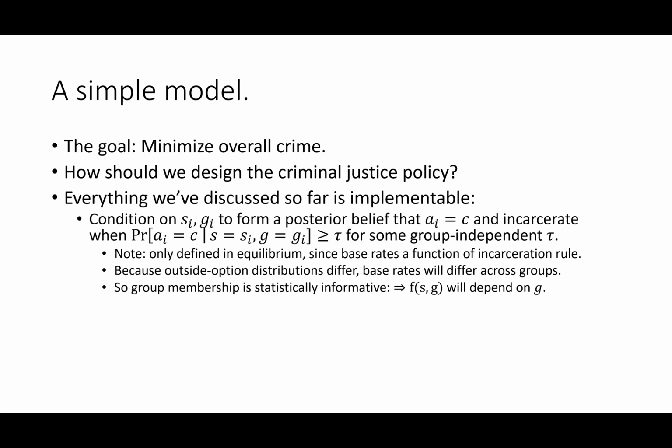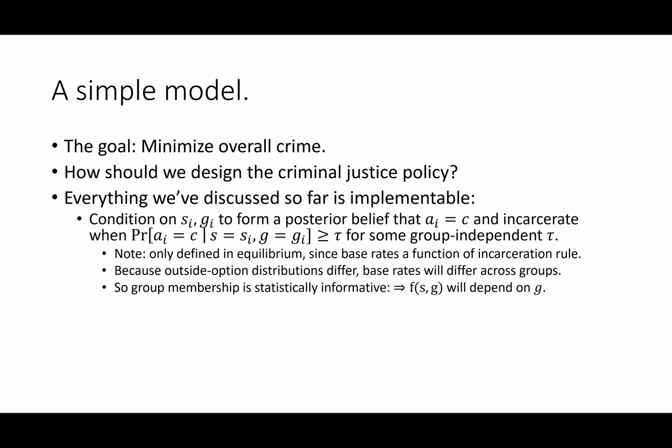Okay, so this is something we could do with the caveat that these quantities are really only determined in equilibrium. If I want to compute my posterior belief that you committed a crime given your signal, I have to know my prior belief that you committed a crime, which is a function of the base rates, and the base rates of crime are defined only in equilibrium. So it would be a slightly tricky calculation to figure out what exactly is the incarceration rule that ends up applying Bayes' rule and submitting everyone to a fixed threshold, but it's totally implementable within the model.